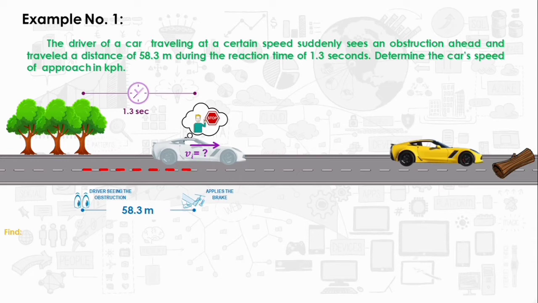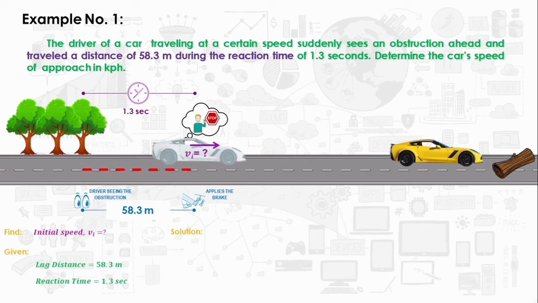In this problem, we are asked to determine the initial speed Vi of the car right before applying the brake. The problem states that the car traveled a distance of 58.3 meters during the reaction time. Since the distance traveled during the reaction time is given, we can conclude that 58.3 meters is the lag distance given at the reaction time of 1.3 seconds.